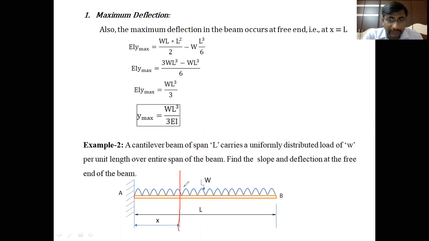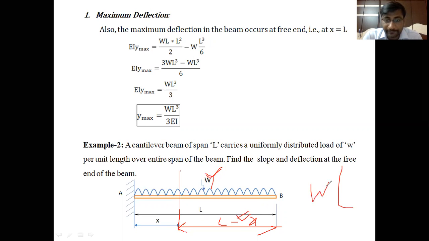Whenever we consider the section at this place, we must consider the forces, all the moments of the forces on the right side of the section. So how much distance is it? This total distance is L, and the remaining distance on the right side is L minus x. So the UDL on the right side occupies a length of L minus x. W is given per unit length. The total load acting on the right side is small w into L minus x.